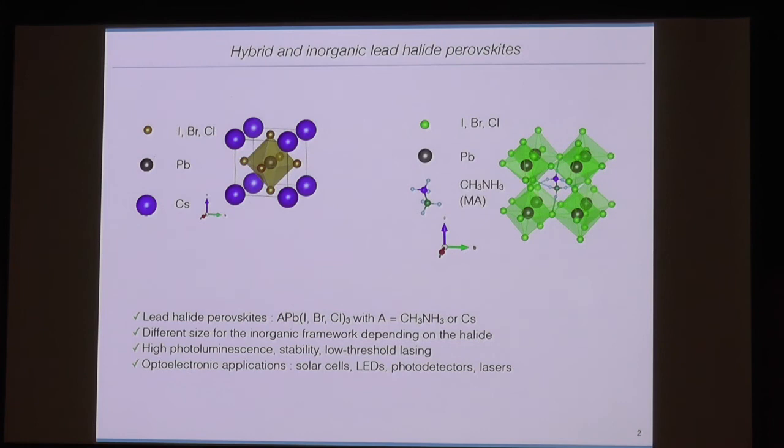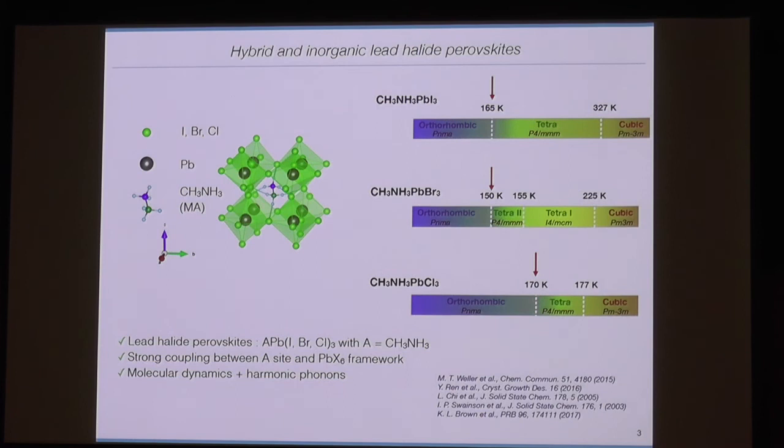A lot of theoretical and experimental work has been devoted to the study of these hybrid materials, mostly because they are potentially efficient photovoltaic materials. A key feature is that the molecule develops its own dynamics, and all of these materials with different halides show an order-disorder transition of the molecule at some temperature. Above this temperature, the molecule remains disordered. It has been suggested that the presence of the molecule may be key in the enhanced solar power conversion properties.